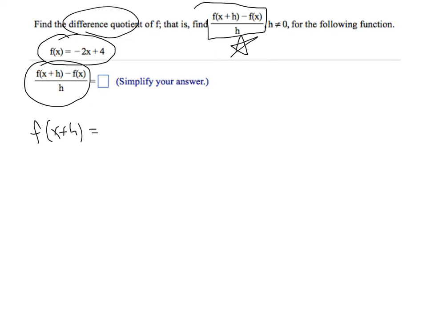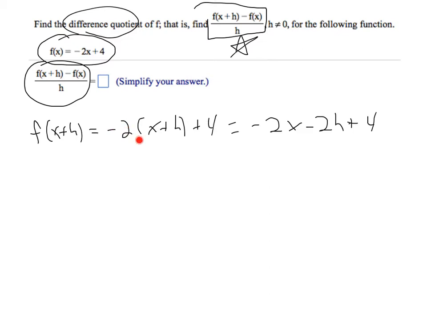F of x plus h means take your f of x function, and where the x is, replace the x with x plus h. And now, when I do that, I want to make sure that I use parentheses, because after all, when this says negative 2 times x, it means negative 2 times all of whatever x is. And so when I replace this letter x with something more complicated, I want to make sure that this negative 2 is multiplied by that whole thing. So this is what f of x plus h is, and it's certainly worthwhile to simplify it before going on to something else. So this is just the distributive property.